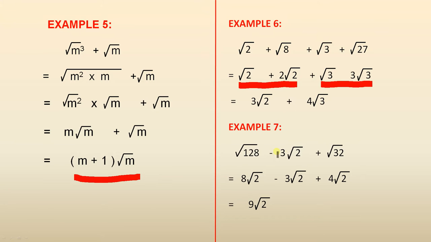And the last example is this one here. Now the square root of 128 is 8 the square root of 2, minus 3 the square root of 2 plus 4 the square root of 2. 8 minus 3 is 5. So 5 the square root of 2 plus 4 the square root of 2 is 9 the square root of 2.